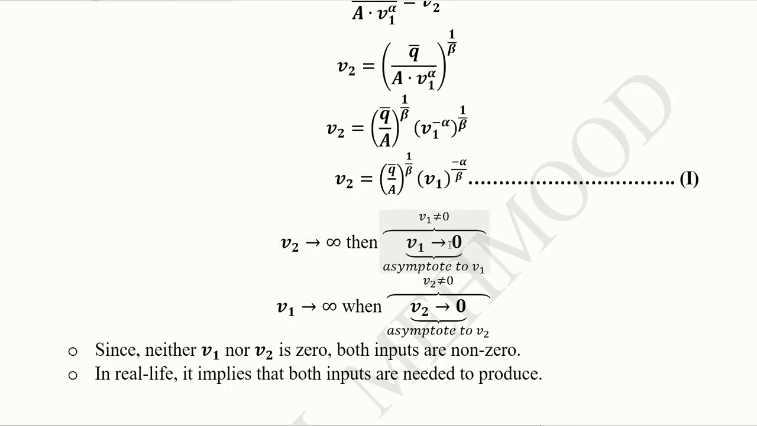Another lesson that we can learn from this situation is that when V2 approaches infinity, the value of V1 will not equate to 0, rather it will approach 0. It is so because we cannot have one factor of production working alone and producing the output. We require two inputs that have complementation between them in order to produce some output. Labor requires capital and capital requires labor.